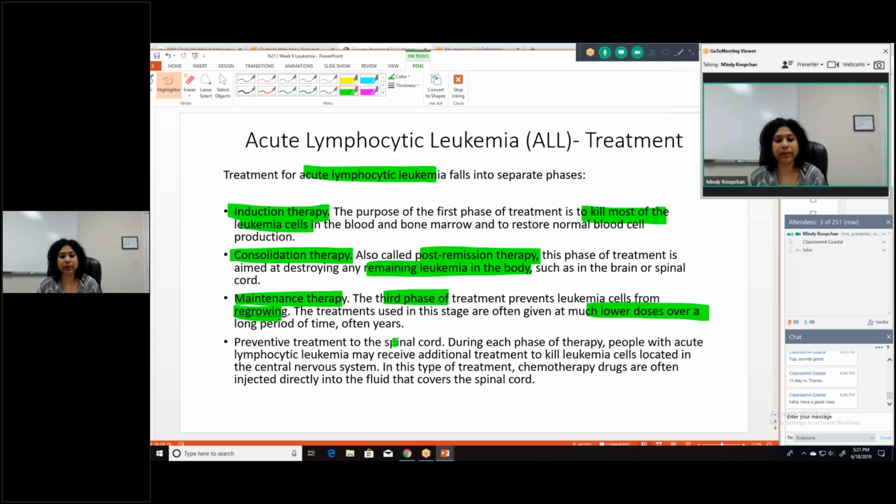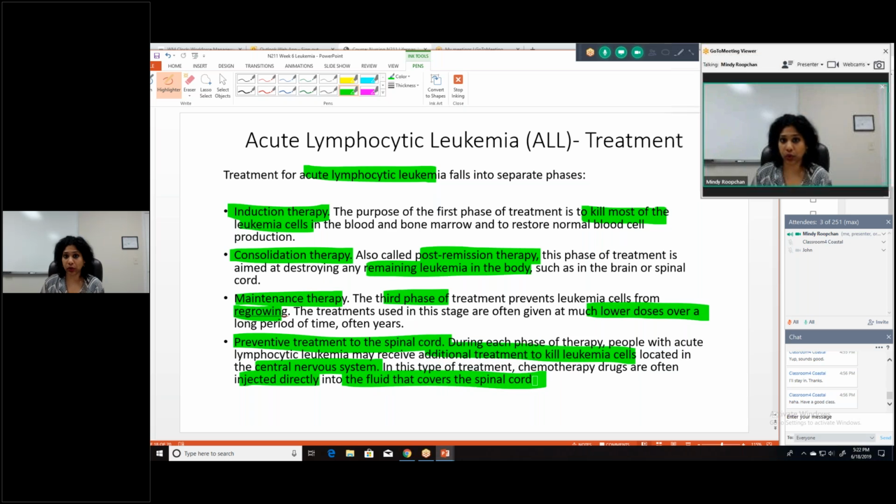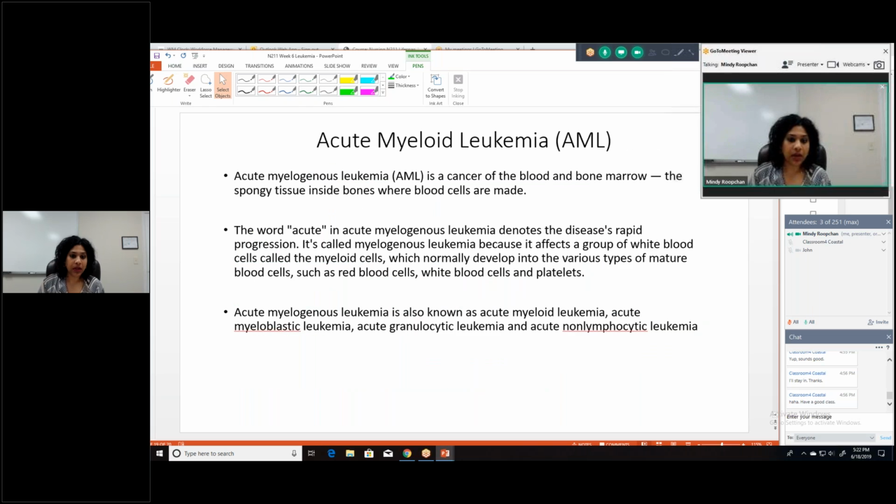So, preventative treatment to the spinal cord: during each phase of therapy, people with ALL are going to receive additional treatment to kill leukemia cells in the CNS. This type of treatment, chemo drugs, are often directly injected into the fluid that covers the spinal cord, okay, to help with controlling it. So AML, like I say, is very brief, basic information.